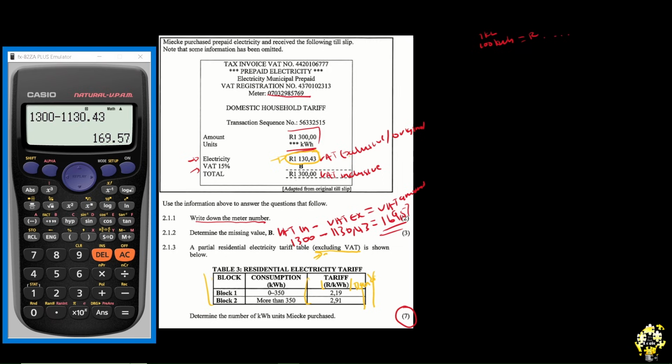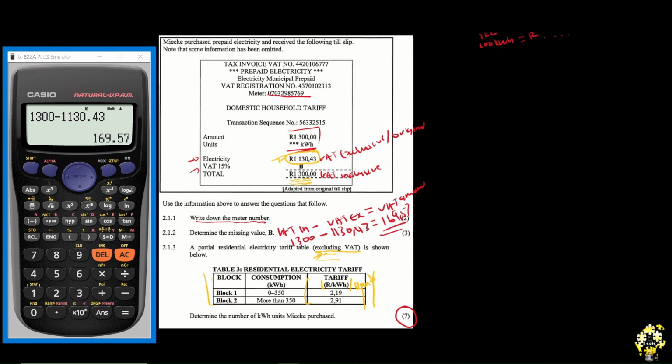We can't use this. Why? This has VAT. If we use what has VAT to solve things that do not have VAT, we are going to get a wrong answer. So the first thing that you do is look at the table. Does it include VAT? And look at the amount. Does it include VAT? If the amount includes VAT, the table also has to include VAT. If the table does not include VAT, the amount also must not include VAT.